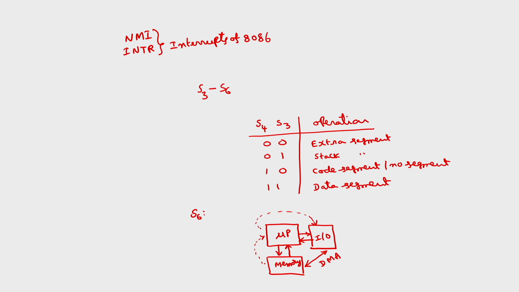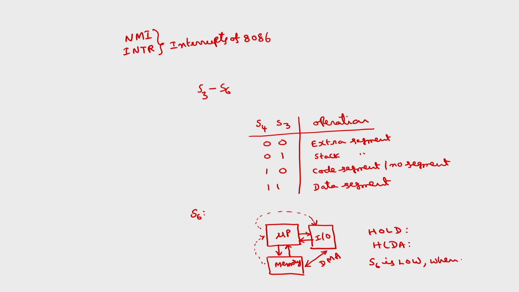But in order to perform this DMA operation, the microprocessor has to give up control of the microprocessor buses. For that, the memory requests the buses of the microprocessor through the hold signal, and the microprocessor acknowledges with hold acknowledge, HLDA, and transfers the control. So during this, signal S6 is normally low, means logic 0.